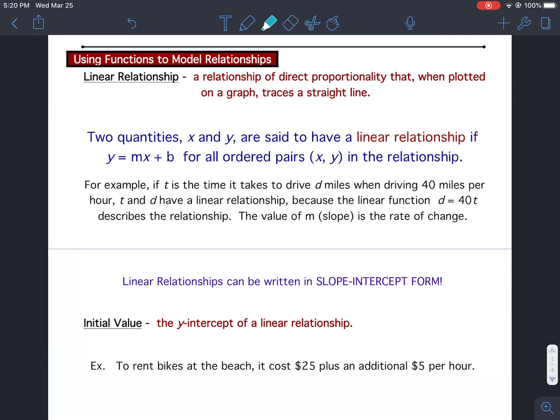Okay, now that you've written them down, linear relationship is a relationship of direct proportionality that, when plotted on a graph, traces a straight line. In this lesson, we're going to use functions. Remember, functions have to pass the vertical line test, and they're going to model relationships. So this is going to be a lot of real-life situations.